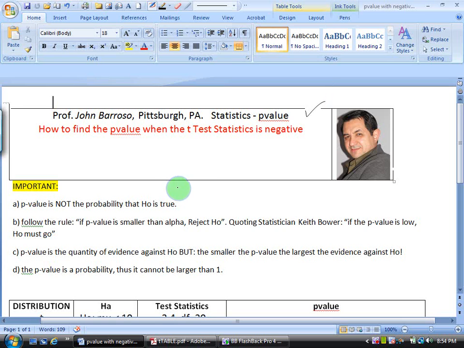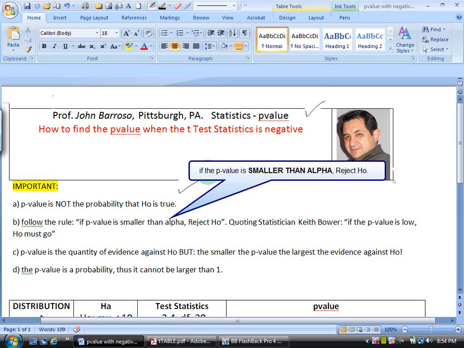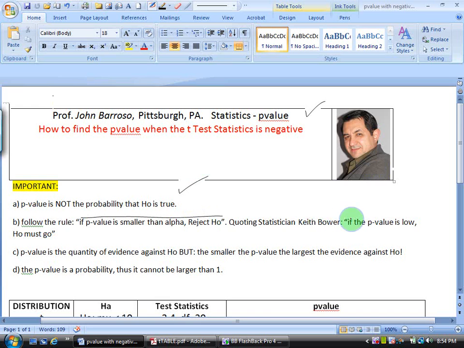First, the p-value is not the probability that H0 is true. There's a lot of confusion about that. You cannot make that statement. It is incorrect. Second, follow this rule: if the p-value is less than alpha, reject H0. Keith Bauer said once, if the p-value is low, H0 must go, and that is meant to help you remember when to reject H0.